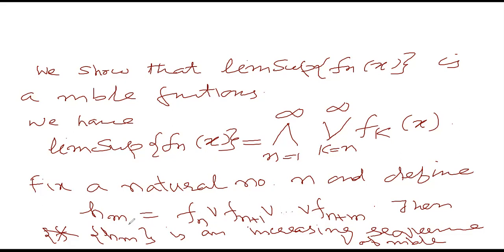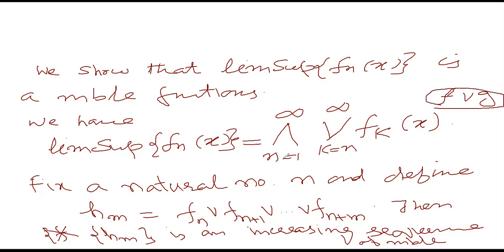So you can see this is actually an increasing sequence. Also, it's measurable because we know that the join of two measurable functions is again a measurable function. It's done in lecture 8 or 9, where we saw that if we have two measurable functions f and g, then their join, f join g, is again a measurable function.